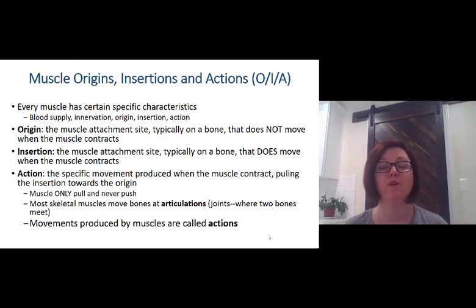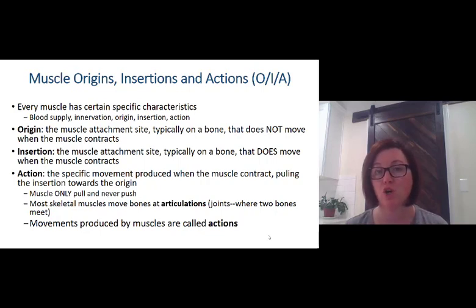Action is simply what's happening when the muscle is contracting. Okay? In terms of what's happening with the origin and insertion during the muscle action, the insertion moves towards the origin during the action. Because don't forget, the insertion is the moving point and the origin is the stabilizing point. So during a muscle action, the insertion is pulled towards the origin. Typically, these movements occur at a joint, also known as an articulation.